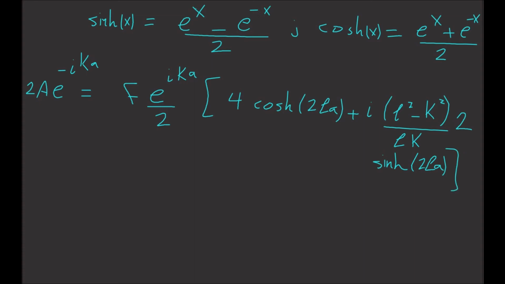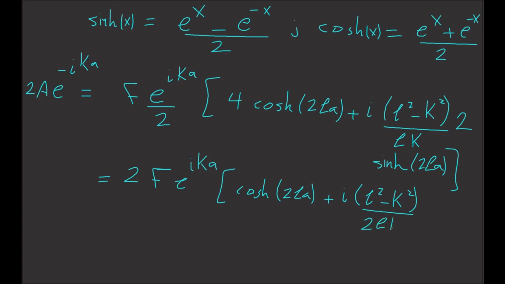Alright, so let's simplify a little bit further. So this is also equal to 2 times f times e to the I k a times cosh of 2 l a plus I times l square minus k square divided by 2 times l times k times the sinh of 2 l a. The inverse is equal to the probability of the incident wave a to be transmitted divided by the probability of the transmitted wave. This is the same as a over f, magnitude square.